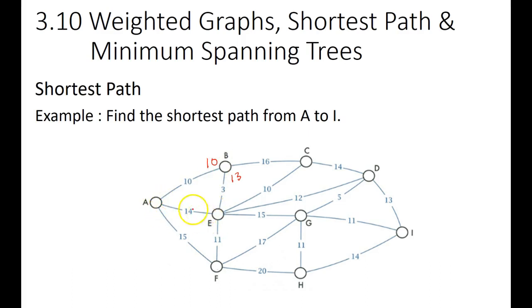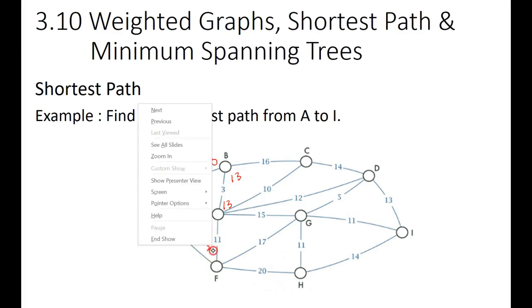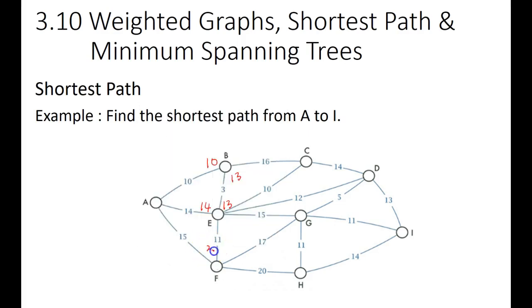As for A to E, you have two alternatives, either A to E, which is 14 here, or from A, B to E, which is 13. And then from A to F, you have two alternatives, either it's from A, E, F, which is 25 here, or AF alone, which is 15. So if you look at the route here, the shortest is basically 10, 13, and then the other one is 15.